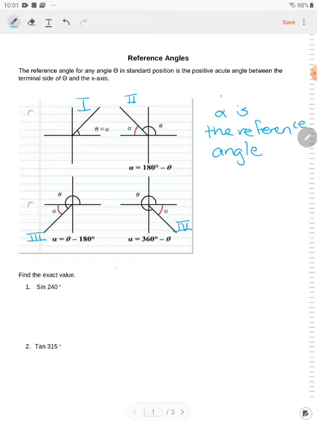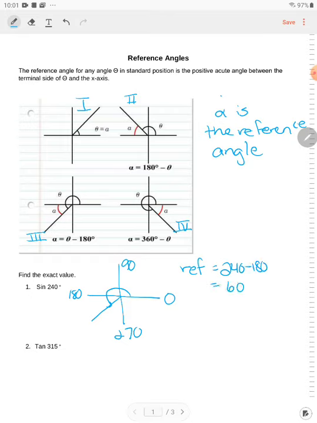So I like to draw a picture each time. So we want sine of 240. So if we notice, 240 is over here in quadrant 3. Okay, the angles are 0, 90, 180, 270. Okay, so in quadrant 3, our reference angle, I'll put REF, reference angle, is equal to the angle, 240 minus 180.